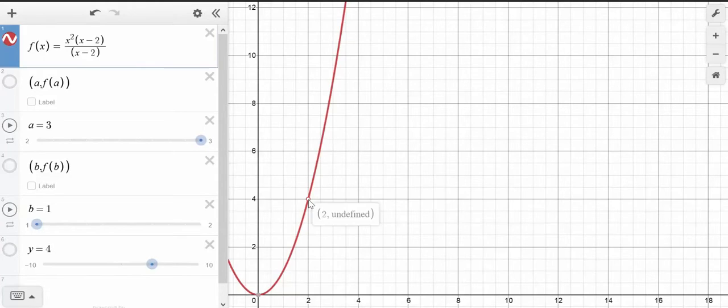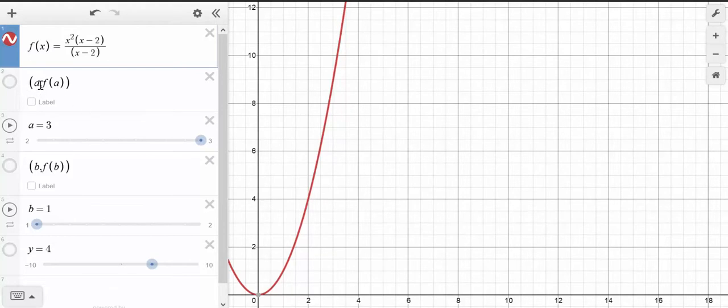And I can click on it. You can see the function is undefined there. However, we can tell what the limit is. The limit is going to be this y value over here, the 4. So we can approach finding limits graphically this way. But there are other ways. A way I want to look at now is numerically.